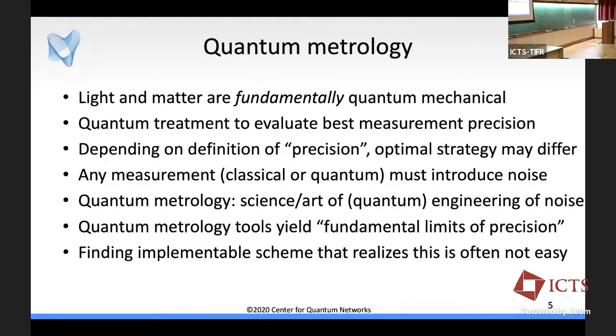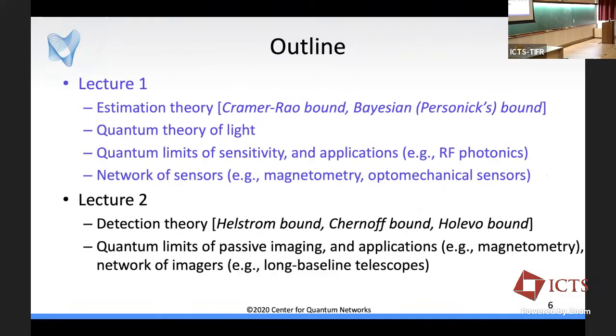Okay, so with that prelude about my philosophy about the field, let me give you an outline of what I'm going to do. You'll hear me talk about a whole bunch of bounds. You heard from both Sai and Carl about the Cramer-Rao bound. We'll talk about other Bayesian bounds in estimation theory, the Helstrom bound, Chernoff bound, Holevo bound, and all of these different bounds. They talk about understanding what is the best possible precision for a particular definition of the word best. You define what you want, what you care about.